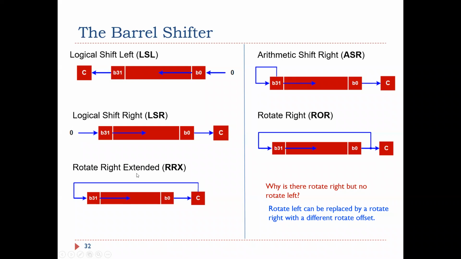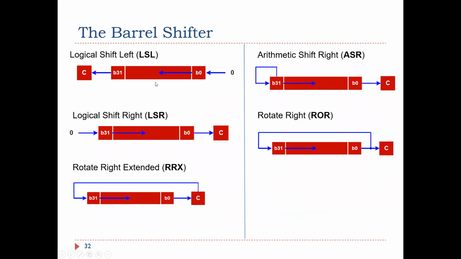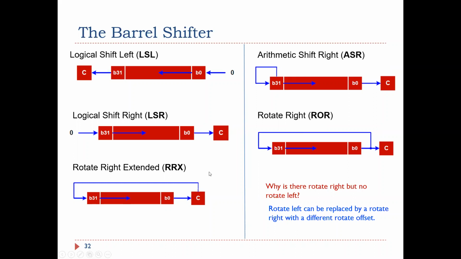Rotate right extended. These are the assembly instructions that you have to put with the ALU operation that we saw a bit earlier. For example, here we saw that we put LSL. You can put other instructions like LSR, RRX, ASR, and ROR also.